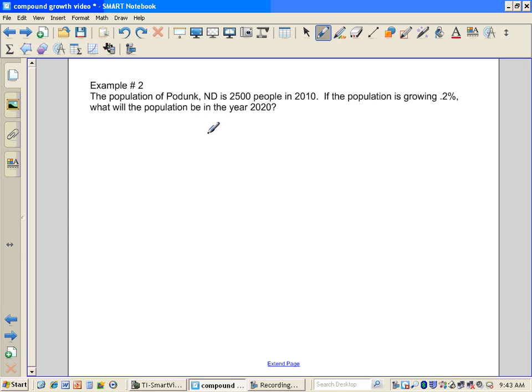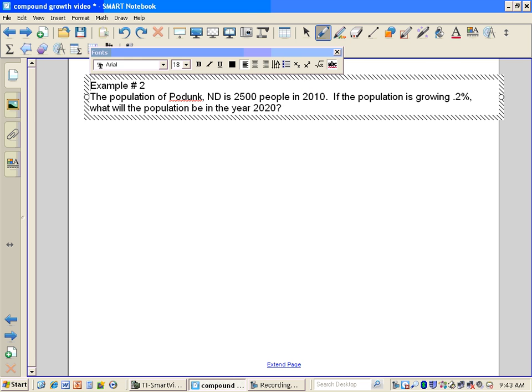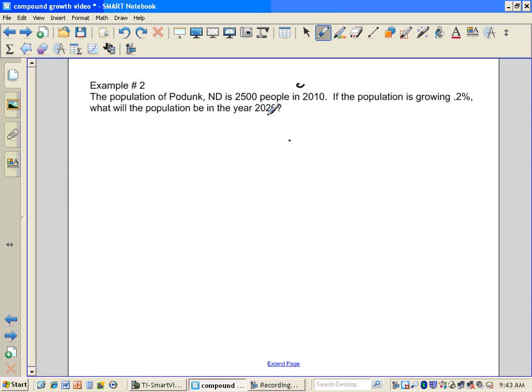The population of Podunk, North Dakota is 2,500 people in the year 2010. If the population is growing 0.2%, so that's really small, 0.2%, what will the population be in the year 2020? Well, we can clearly see that that's going to be 10 years later. So if the year 2010 is going to be year zero, then the year 2020 is going to be 10 years later.